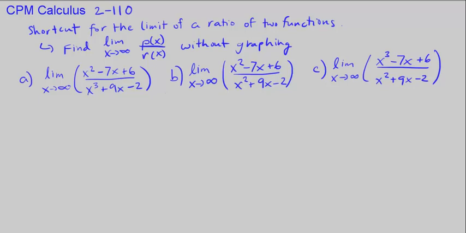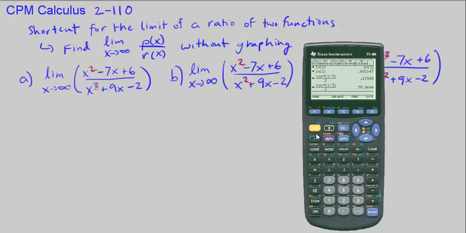I can see that they're different, because this one has cubed here, this one has squared, and this one has cubed in the numerator, and these both have squared in the numerator. The rest of the functions are the same, except for these terms in the numerator and denominator. We want to find a shortcut to look at this without graphing. So to find that shortcut, let's look at the graphs.